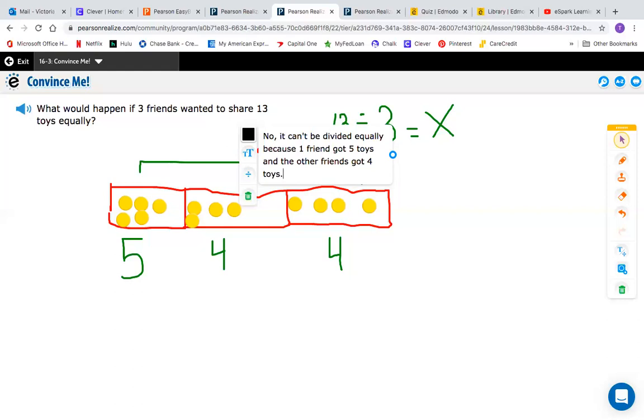Make sure that you are drawing out these equations. If you're not drawing them out, then you might not get the right answer.